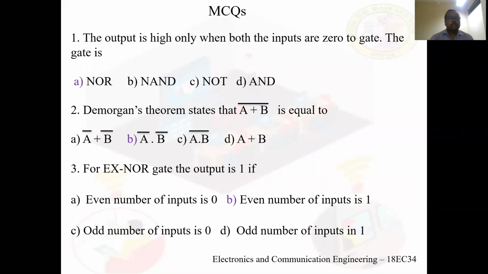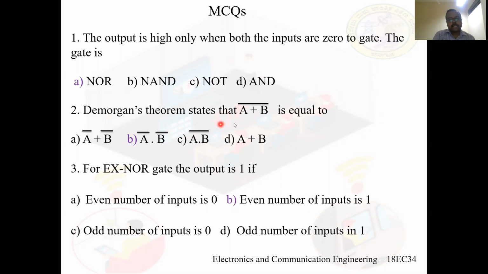Now we look at some of the multiple choice questions. The first one: the output is high only when both the inputs are 0, which gate? High is nothing but the output is equal to logic 1. The output is true only when both the inputs are 0. It means that there are two inputs, and when both the inputs are 0, the output is equal to 1. Which is that gate? As we studied, it is the NOR gate. It is NOR gate.